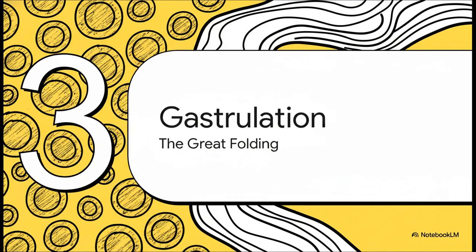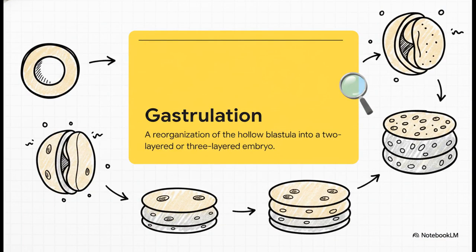Section 3. Gastrulation and germ layers. After all those rapid-fire divisions of cleavage, the pace finally slows down. The embryo enters this highly deliberate, orchestrated phase called gastrulation. This is where that hollow blueprint completely reorganizes into a three-dimensional structure. It is an absolutely incredible feat of biological origami.